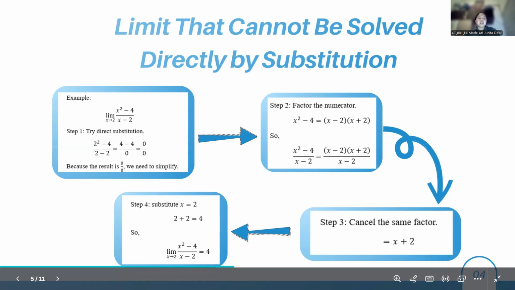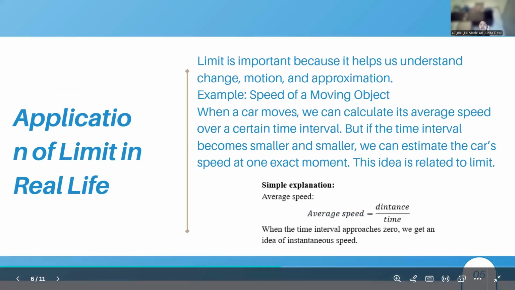The next topic is the application of limit in real life. Now, let's discuss the application of limit in real life. Limit is useful to understand change and motion. For example, imagine a moving car. We can calculate the average speed of a car using this formula: average speed equals distance over time.